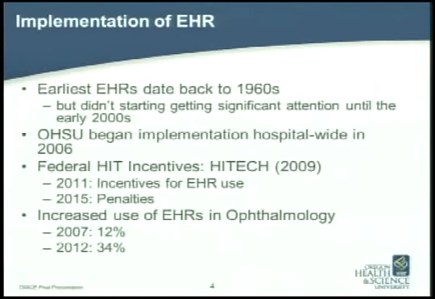Some of the earliest EHRs date back to as early as the 1960s. However, their implementation in hospitals didn't start getting significant attention until around the early 2000s. OHSU implemented its EHR system EPIC in 2006, and it was very successful. However, this wasn't common in all transitions. Many transitions were met with resistance from physicians who did not want to move away from the traditional paper records, for fear of it not being what they were used to and possibly taking up more of their time.